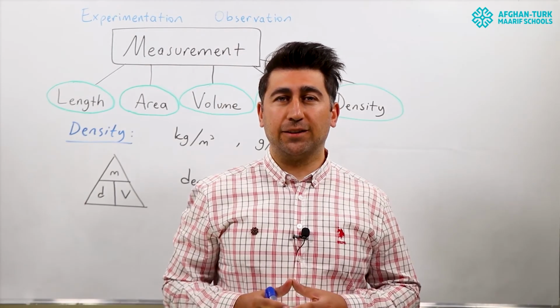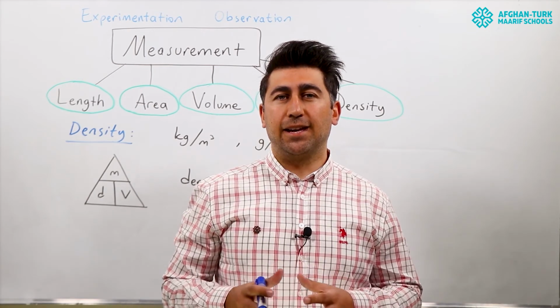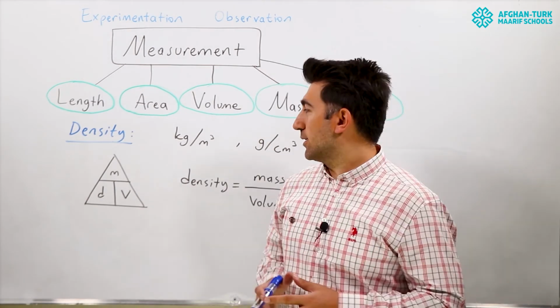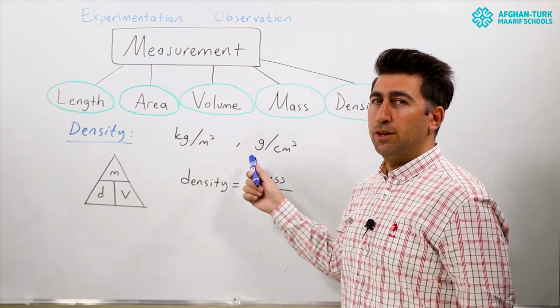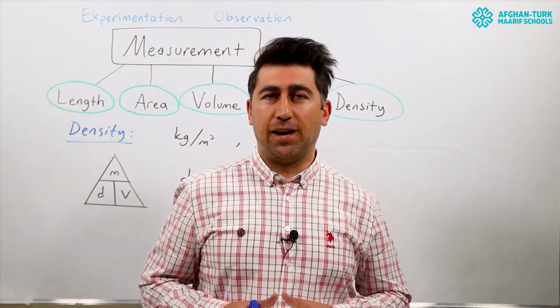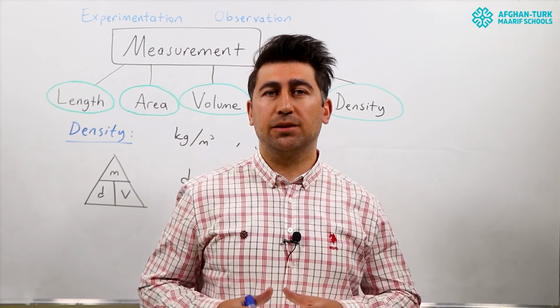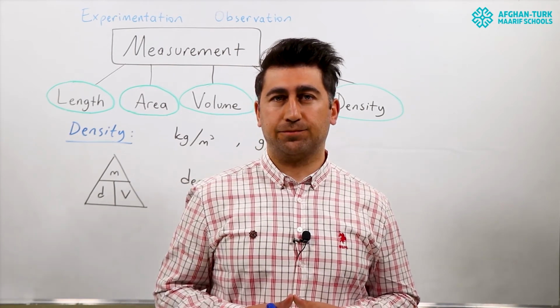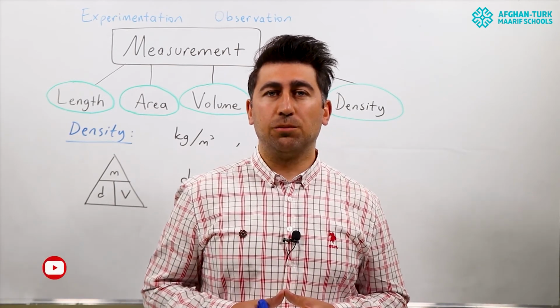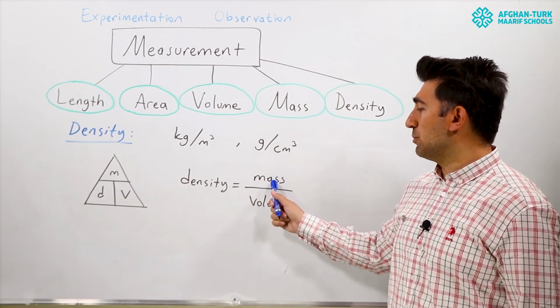Continue. Density is defined as the amount of mass per unit volume. The SI unit of density is kilogram per meter cube or gram per centimeter cube. Density is a characteristic property of a substance. The mass of atoms, the size of atoms, and how they are arranged determine the density of a substance. Density is equal to mass divided by volume.